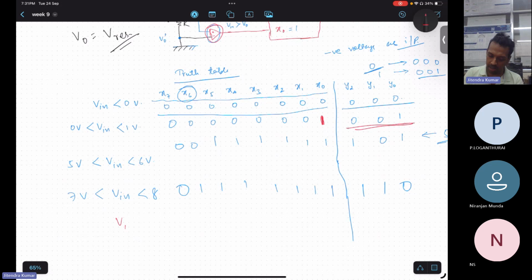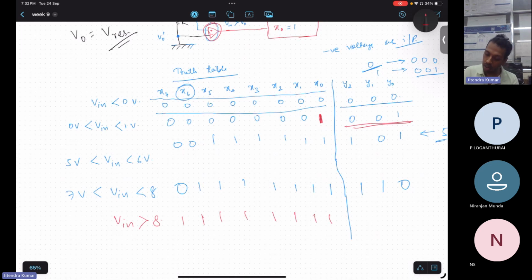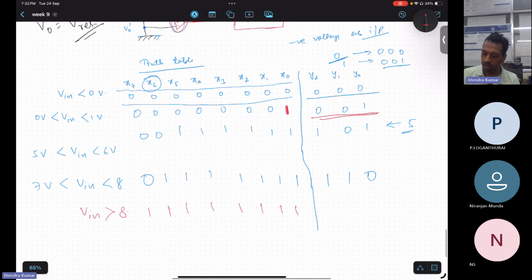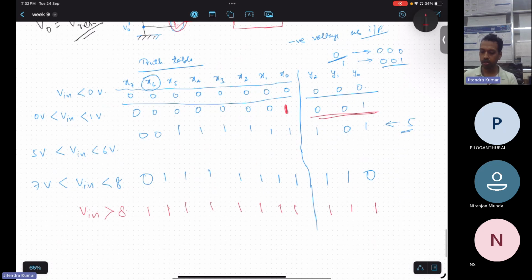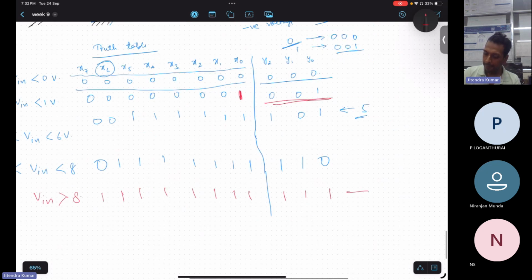Similarly, if Vn is higher than 8, it should not be, but if it is higher than 8, then all the comparators, from X0 to X7, will be high, which means in terms of decimal system, 7 we can write. And our output will be 7 times V resolution. Whatever the resolution is, that will be our output.